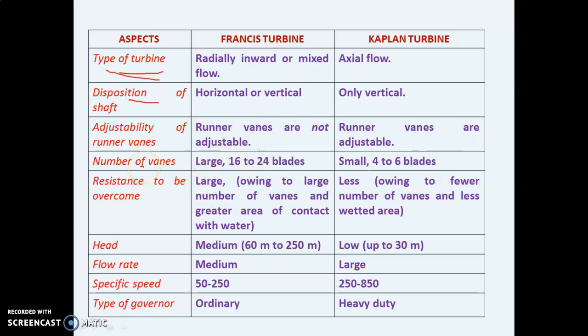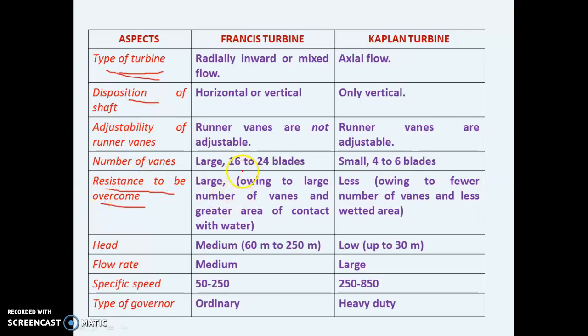Now fourth aspect is the number of vanes. As we know, for Francis turbine there are a large number of vanes, that is 16 to 24 blades. There are a large number of blades, and in Kaplan turbine there are maximum 4 to 6 blades. Now next aspect, resistance to the flow.